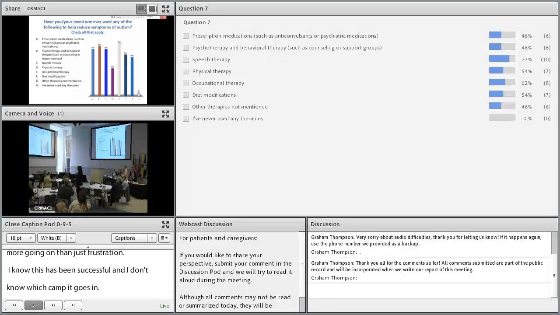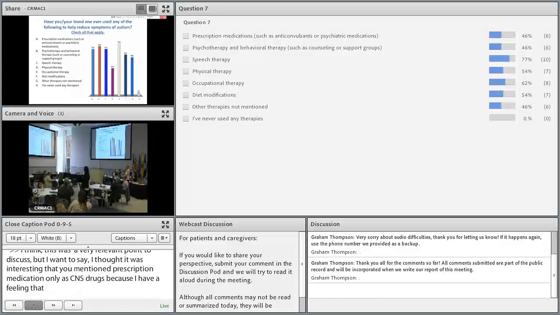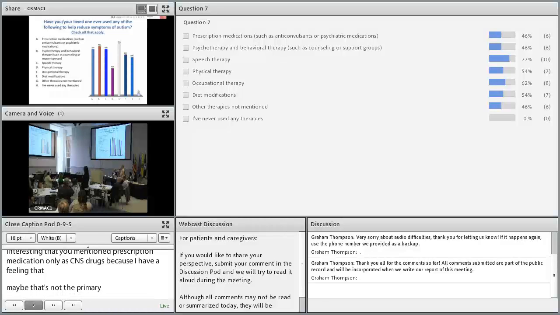I think that this was a very relevant point to discuss. What I wanted to say is that I thought it was very interesting that you mentioned prescription medications only as CNS drugs, because I have the feeling that maybe that's not the primary entry point to develop effective medication or personalized medication for people with ASD.